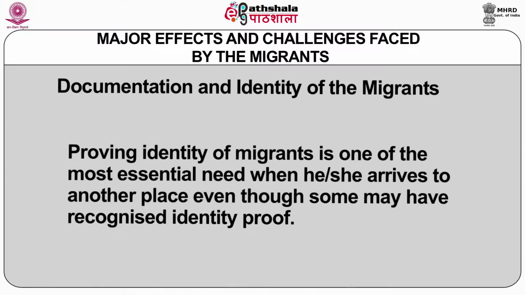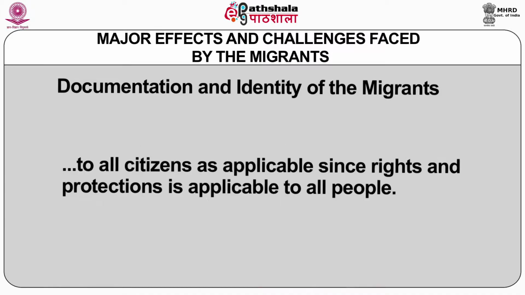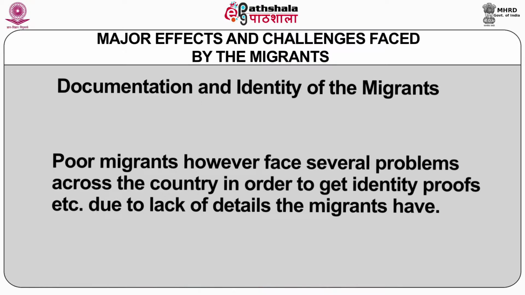Proving identity is one of the most essential needs of a migrant when he or she arrives in another place, even though some may have recognized identity proof. Problems still persist when they migrate. In India, identity documentation is an authentication for the state government to provide benefits to the migrants, which is ensured to all citizens as applicable, since rights and protections apply to all people. Poor migrants, however, face several problems across the country in getting identity proofs, etc., due to the lack of details the migrants have.